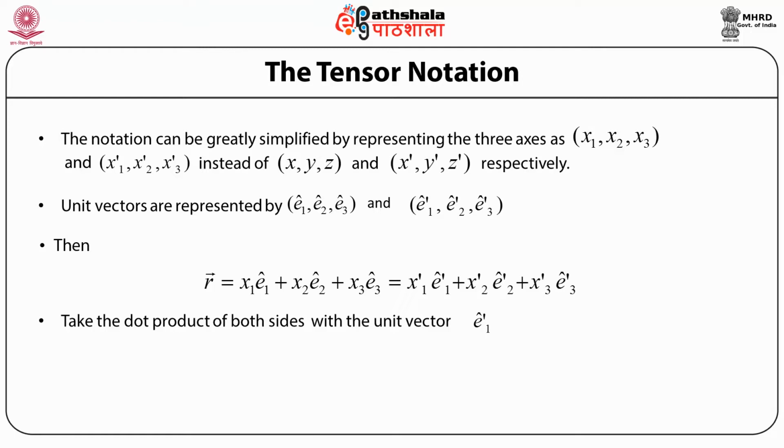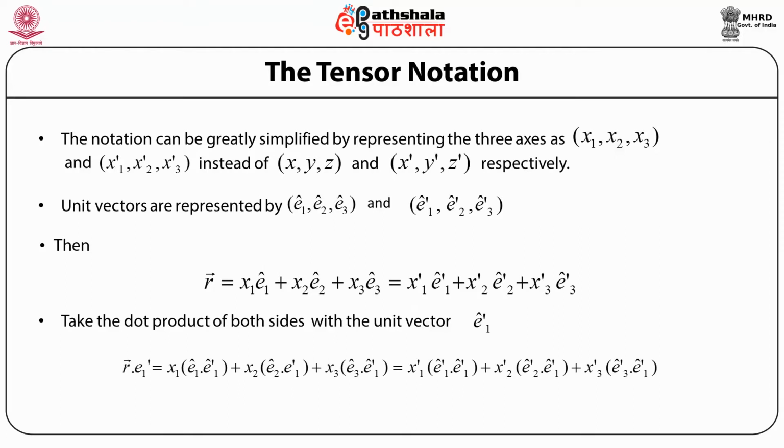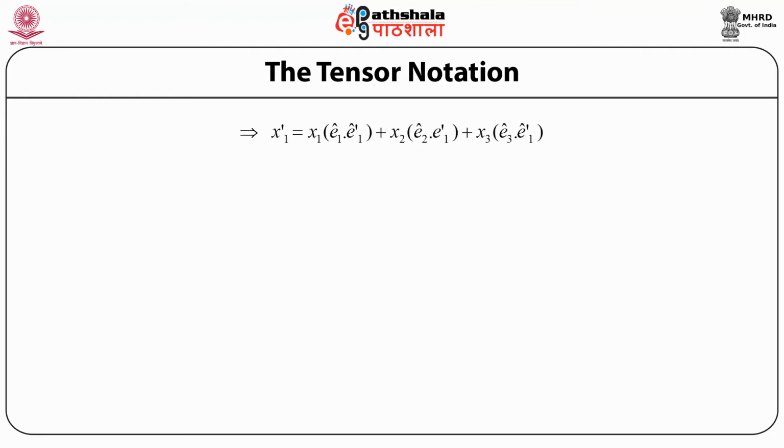Take the dot product of both sides with the unit vector E1 dash cap. So r vector dot E1 dash is equal to x1 E1 cap dot E1 dash cap plus x2 E2 cap dot E1 dash cap plus x3 E3 cap dot E1 dash cap, which is equal to x1 dash E1 dash cap dot E1 dash cap plus x2 dash E2 dash cap dot E1 dash cap plus x3 dash E3 dash cap dot E1 dash cap. Hence x1 dash is equal to x1 E1 cap dot E1 dash cap plus x2 E2 cap dot E1 dash cap plus x3 E3 cap dot E1 dash cap.